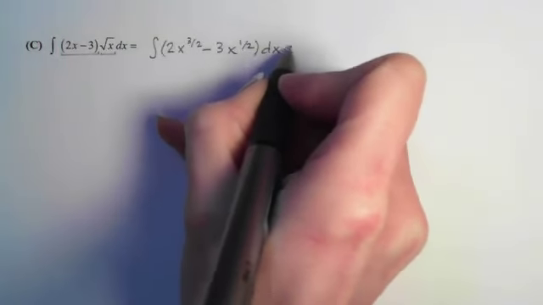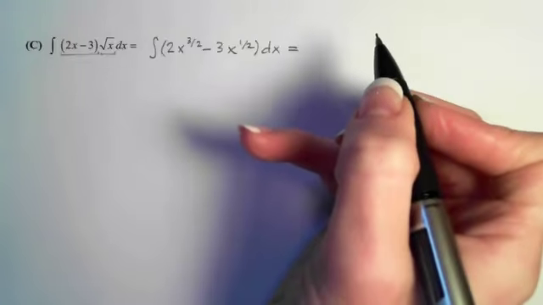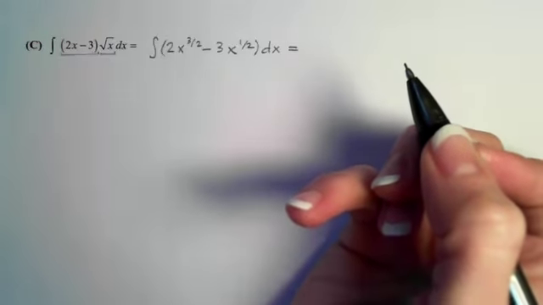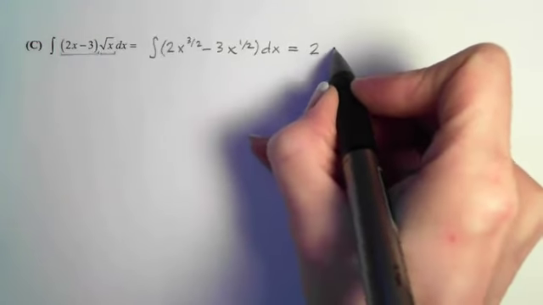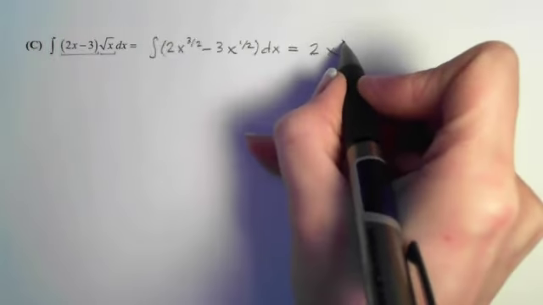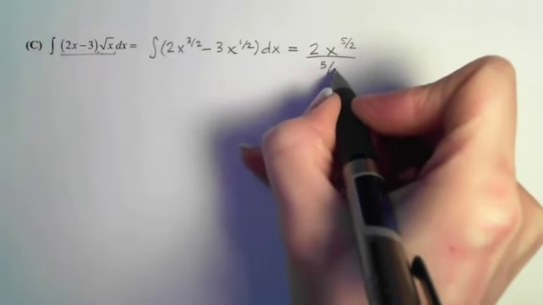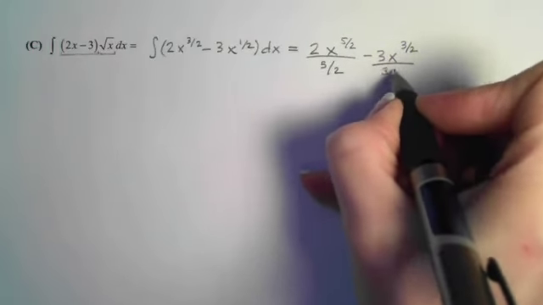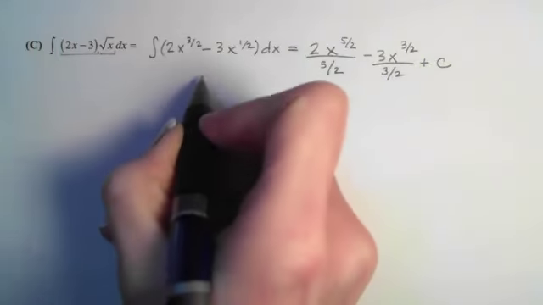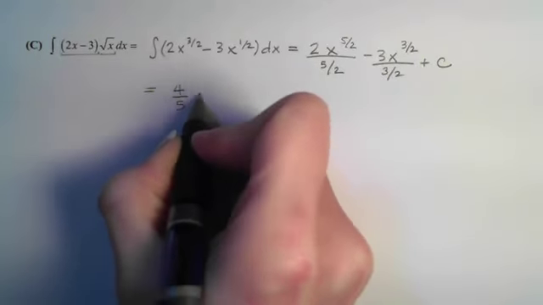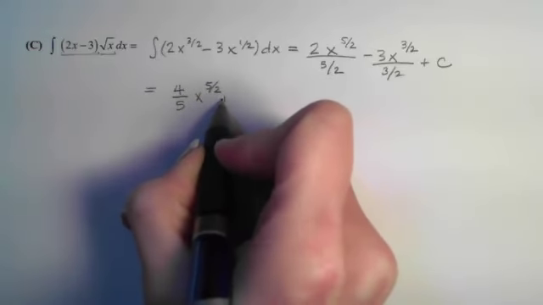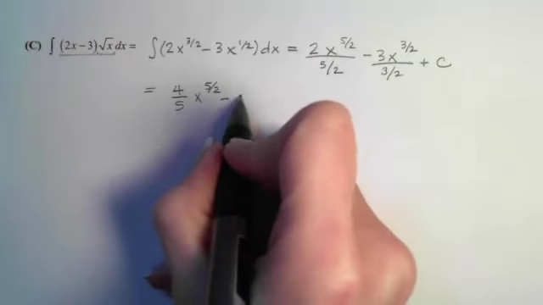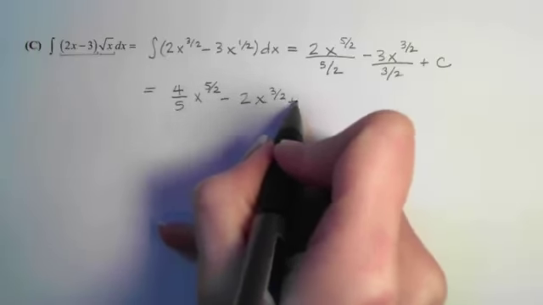Now each term is viable for answering the question, what did I take the derivative of with respect to x to give me this, using the power rule backwards. So we would move through the constant, power rule backwards, I add 1 to the power, divide by the new power, move through the constant, add 1 to the power, divide by the new power, and add c. So simplify. I'll get 4/5 x to the 5/2 plus, I guess the 3's will cancel, so we'll have minus 2x to the 3/2 plus c.